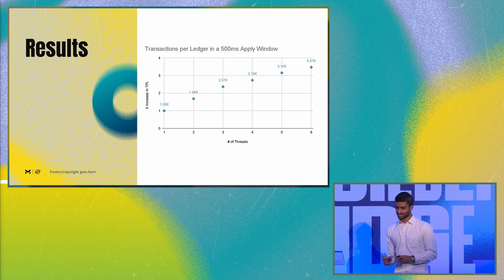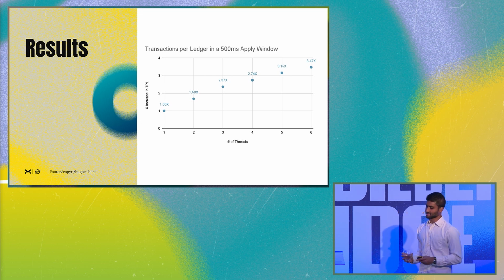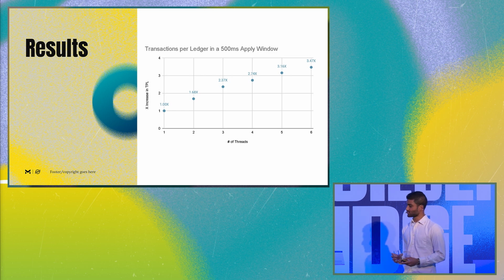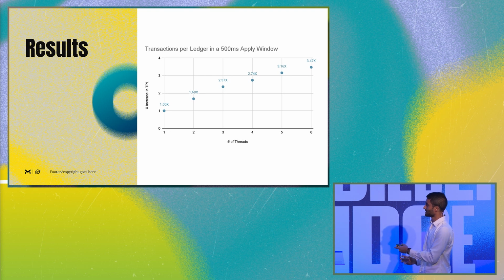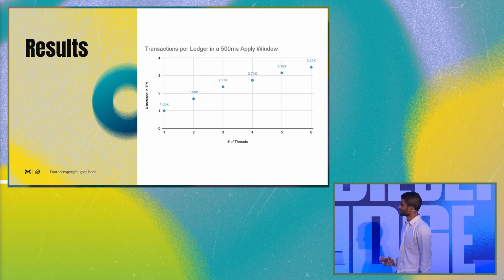So now taking the baseline as the number of transactions we can fit in this window with one thread, we measured the increase in the number of transactions as we increase the number of threads. And as you can see here, as we increase the number of threads, we can fit more transactions into this 500 millisecond apply window, which is what we wanted to see, and the results look promising.